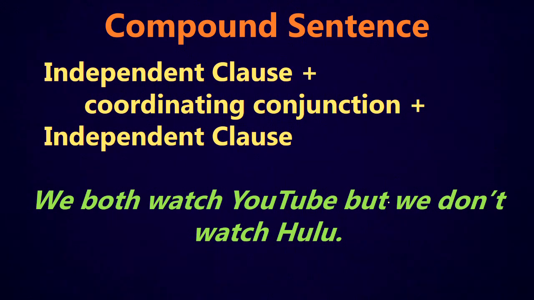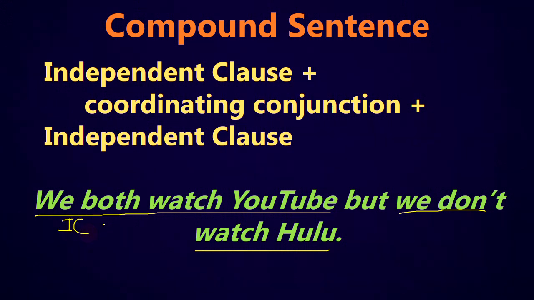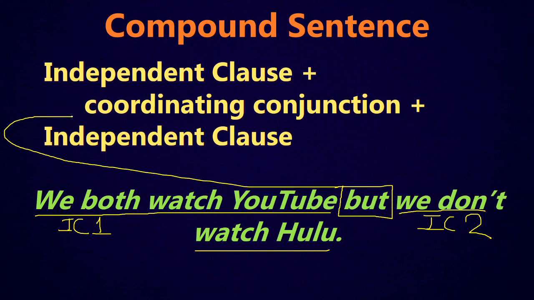Or we both watch YouTube, but we don't watch Hulu. So again, we've got our clause here. This is an independent clause. We both watch YouTube, but we don't watch Hulu. So independent clause number one and independent clause number two. And what did I do? I connected them with the word but. So here, but is my coordinating conjunction. Because this one here, we both watch YouTube, that can be a sentence. And we don't watch Hulu, that's another sentence.